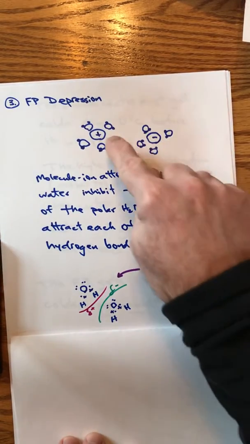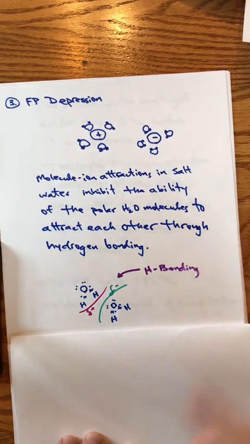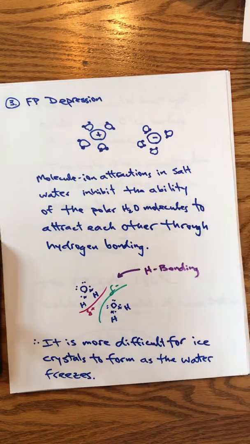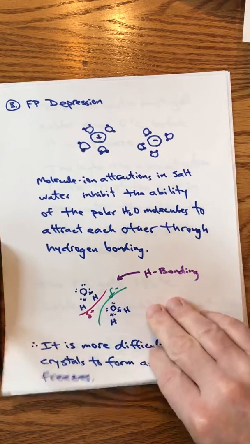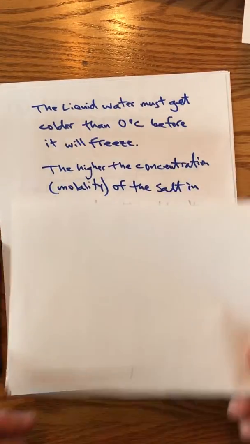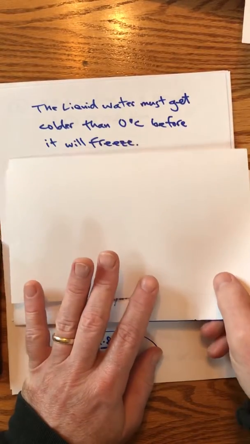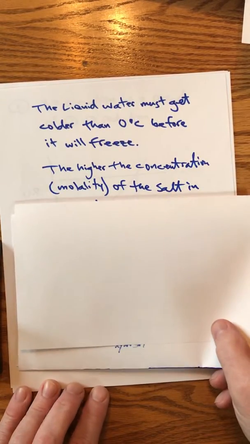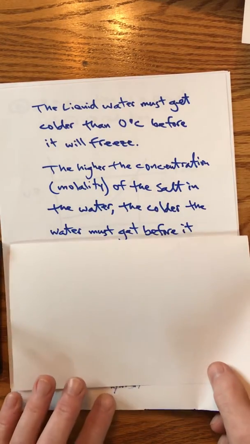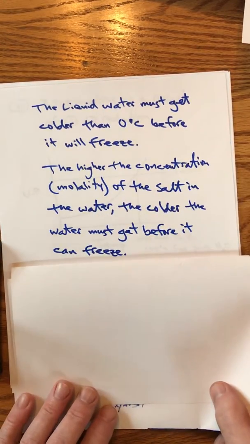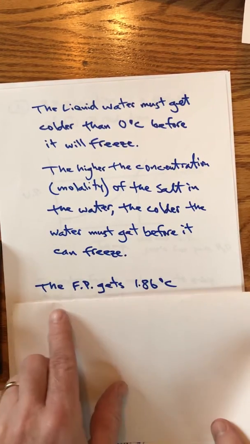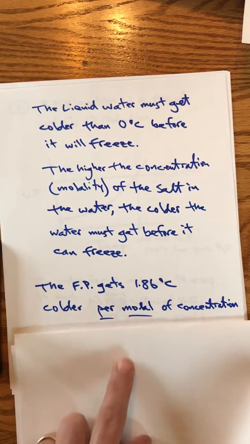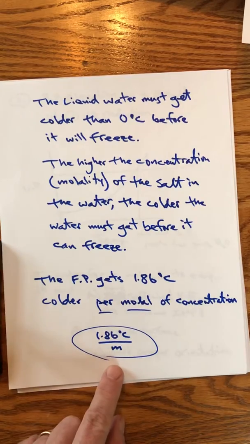Understand though that the ions in between the water molecules are going to make it harder for the water to attract more water. So the water has to get colder, that solution has to get colder before the water can freeze out of it. So the liquid water must get colder than 0 degrees C before it will freeze. The higher the concentration, the higher the molality of the salt in the water, the colder the water must get before it can freeze. Makes sense. More particles, more effect. Freezing point gets 1.86 degrees colder for each molal of concentration. It's 1.86 degrees per molal.